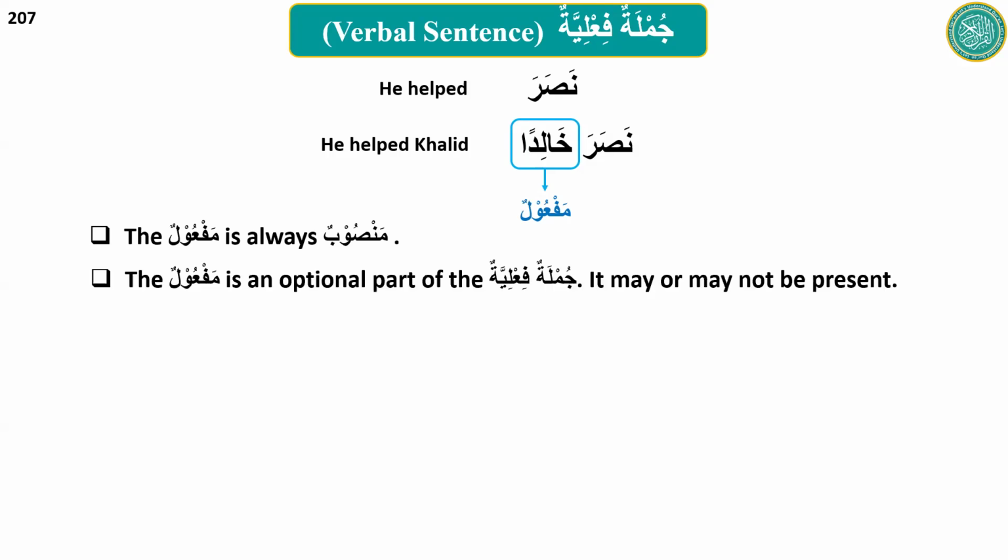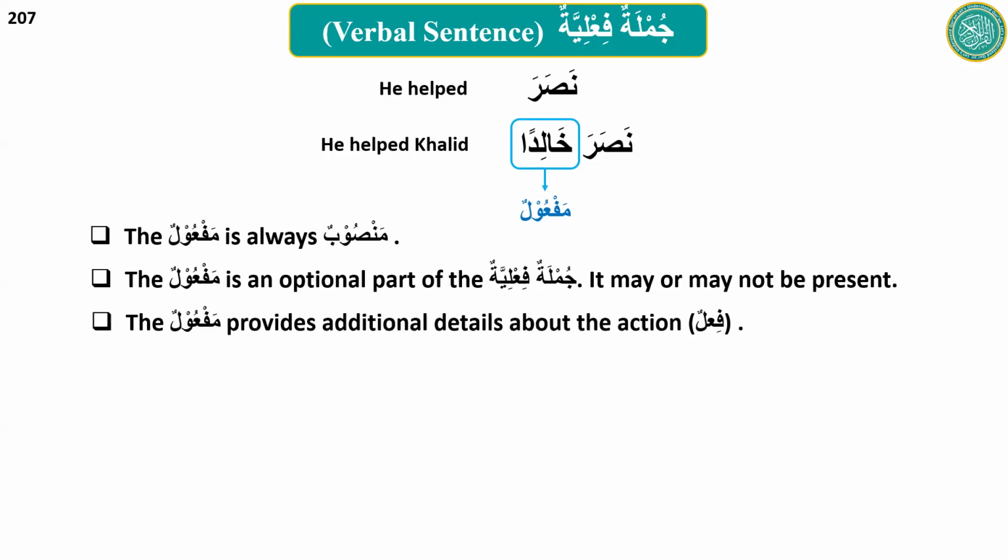The maf'ul is an optional part of the jumla fi'liya. So the fail and fa'il have to be there to call it a jumla fi'liya. Without the fail and fa'il, we cannot call it a jumla fi'liya, but maf'ul may be present or may not be present. Because nasara is a jumla fi'liya as well. It has a fail and fa'il. So it is a jumla fi'liya, no problem. In the jumla below it, we have a maf'ul as well.